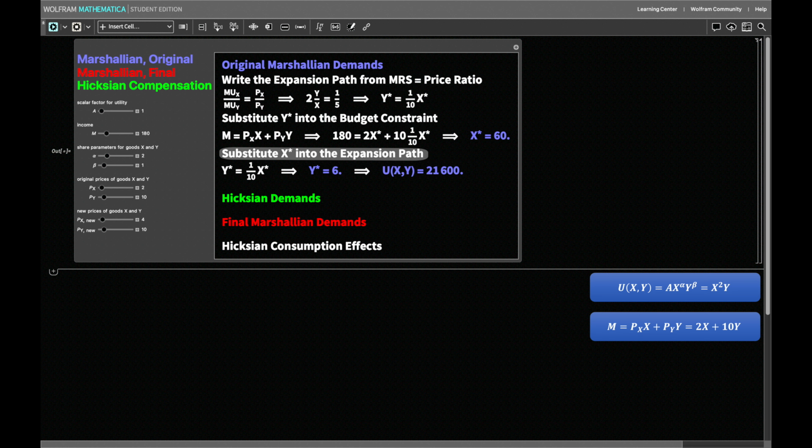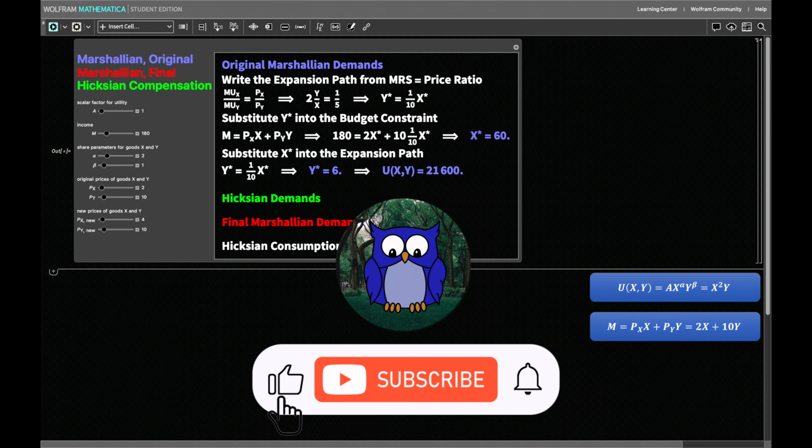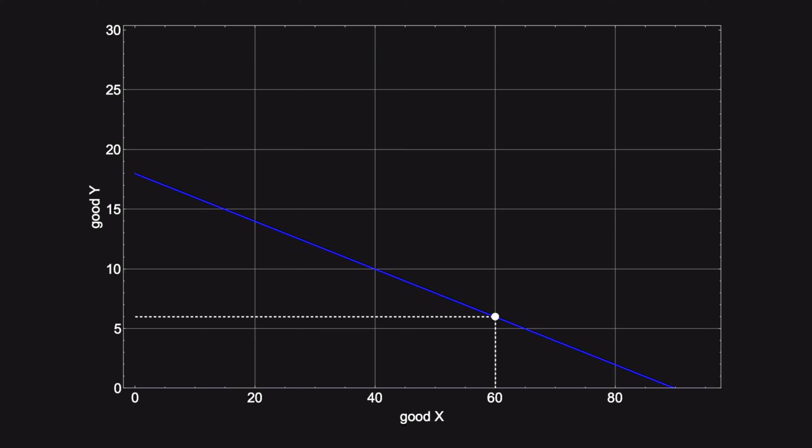Finally, we substitute X star back into the expansion path to find Y star, which is the original Marshallian demand for good Y, and we can use X star and Y star in the utility function to find the numeric value of the consumer's utility. Thus, we have maximized Cobb-Douglas consumer utility subject to a linear budget constraint. Essentially, it's a matter of shifting out the utility function just enough such that it intersects the budget line at a single point, and the slope of the budget line is given by the price ratio.